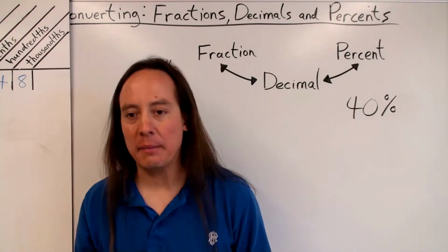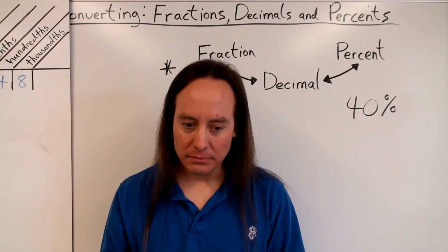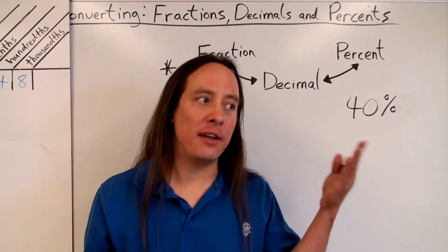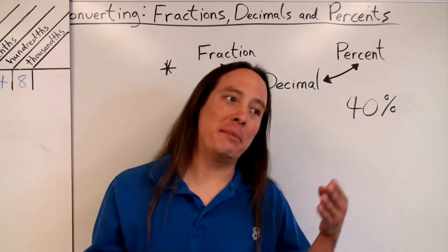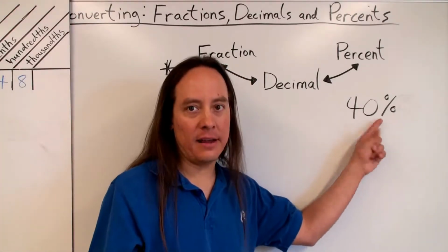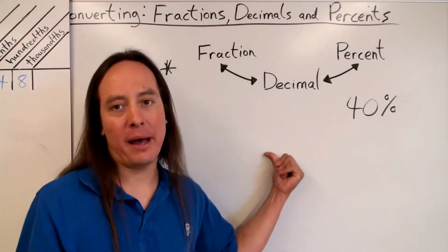I guess the way you can think about it is a decimal is a percent that got divided by 100. Or you can say a percent is a decimal that got multiplied by 100. So it just goes back and forth, okay? So to get the decimal, to knock this little sign off, we have to divide it by 100.